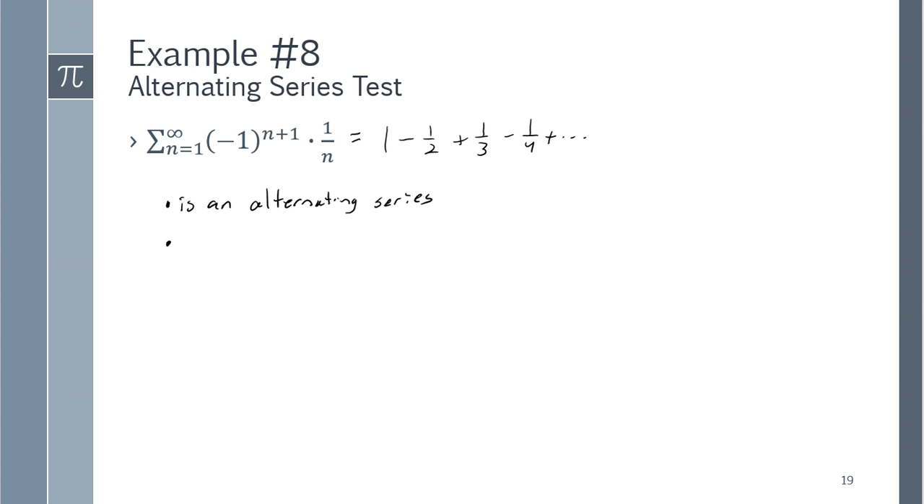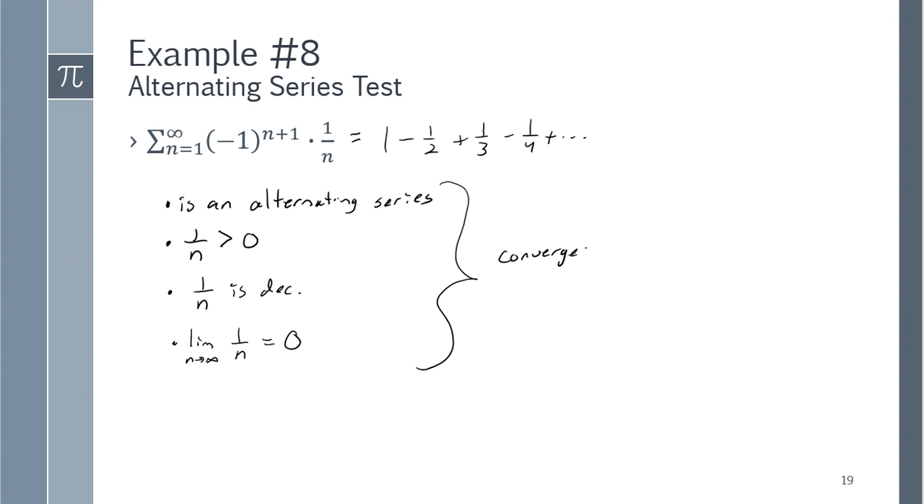The non-alternating part is the 1 over n. That is always going to be positive because n is always a positive number. 1 over n, as n gets larger, is decreasing. And if I do the limit as n goes to infinity of 1 over n, it's decreasing towards 0. Because of all of this, my series converges by the alternating series test.